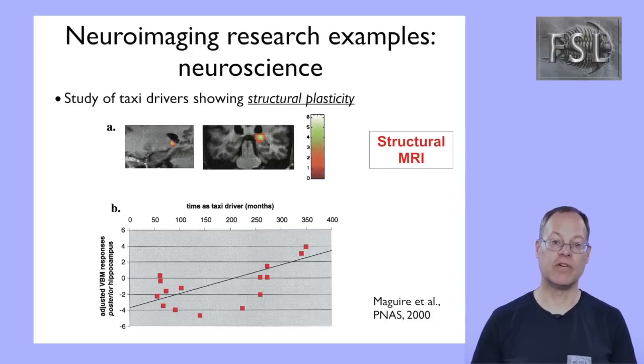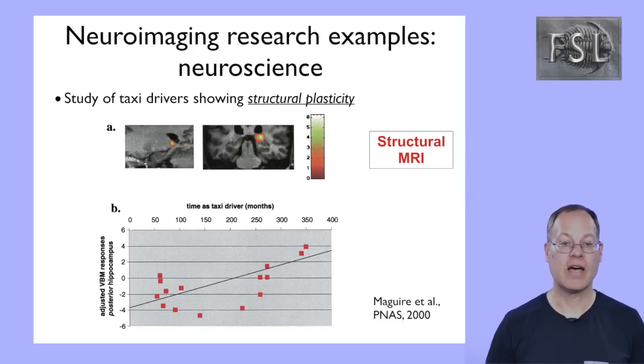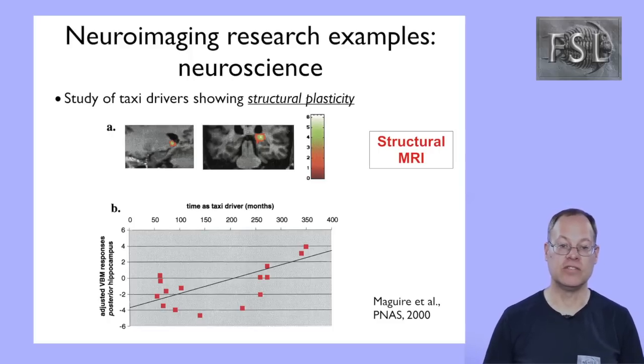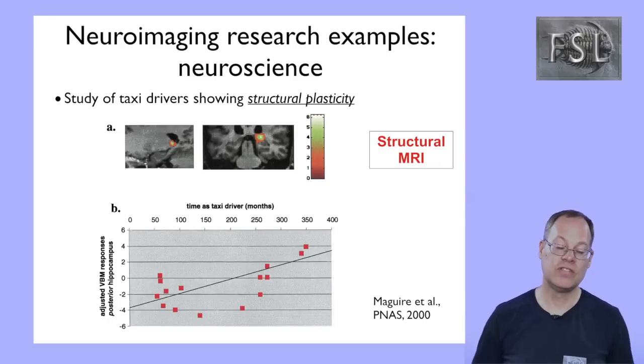What structural MRI is good at showing you is structure boundaries between different parts of the brain, or just quantifying the amount of, say, grey matter which is present. And that's what this study did. It looked at the amount of grey matter and whether there was a change which was in relation to the length of time that people had been driving taxis. And you see the results here.